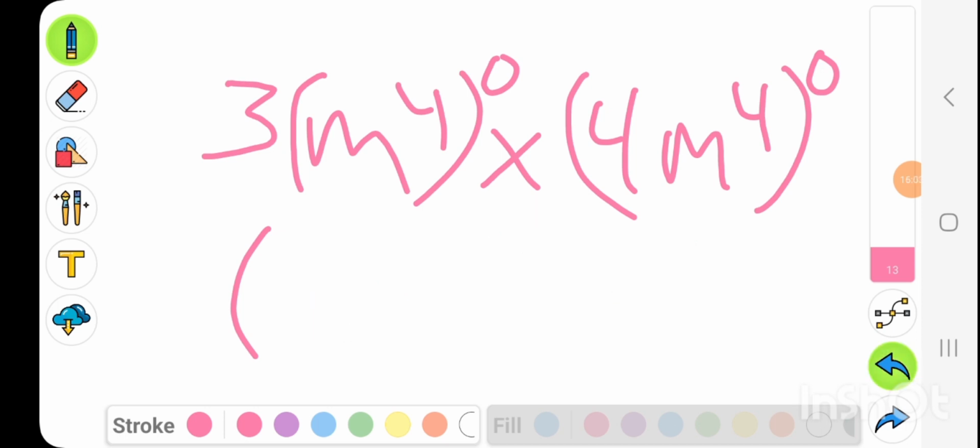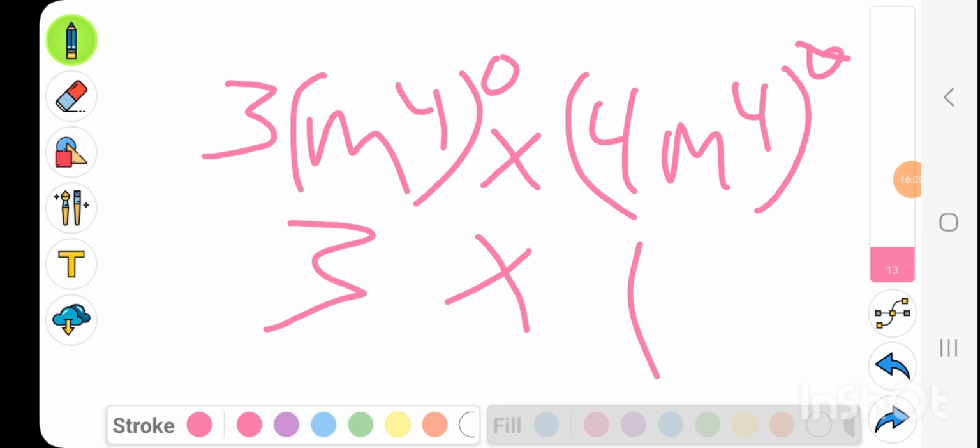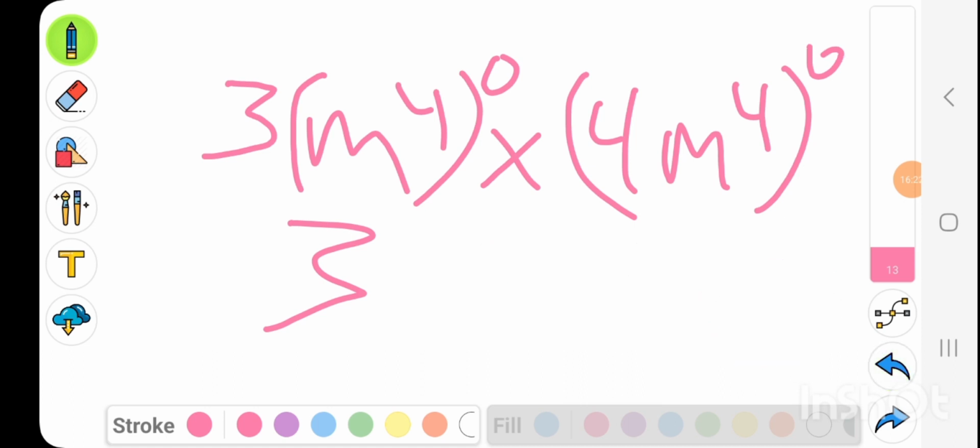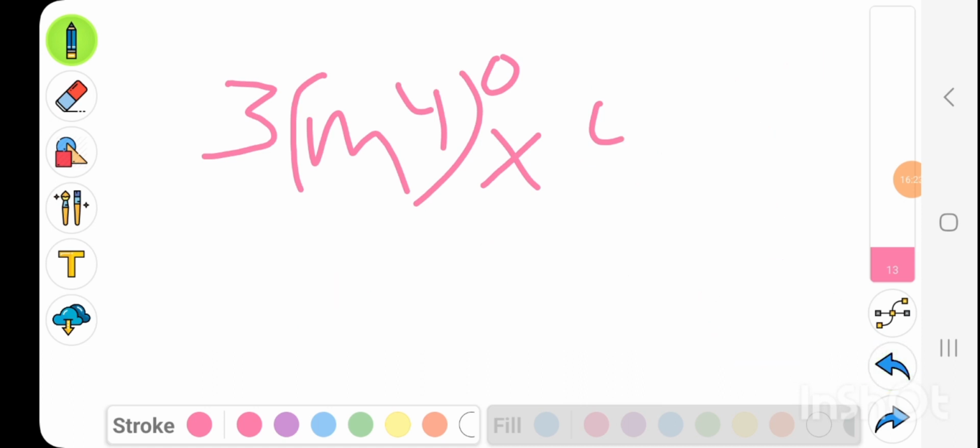So look here. We got 3 there, and we got 1 here. So it's just 3 times 1, which is 3. That is so simple. That's why zero index is my favorite. The answer is just 3, okay, guys?